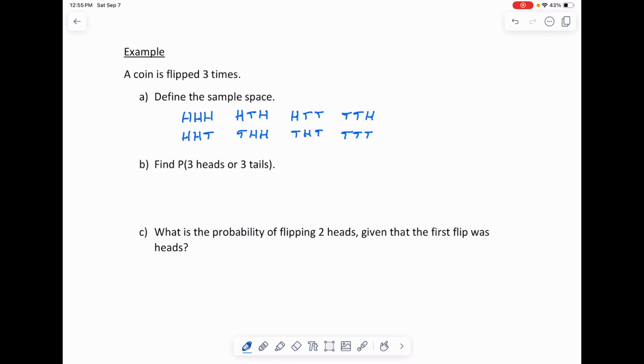And so the probability of 3 heads or 3 tails, well, of course, there's only one way to get each of those. We've got 3 heads, we have 3 tails. And so we have 2 out of the 8, or 1/4, if you want to simplify that down, reduce that down.